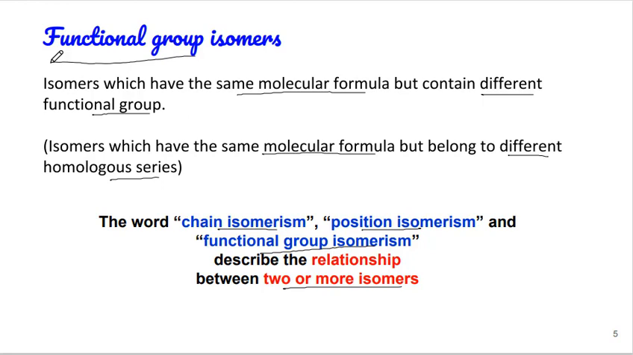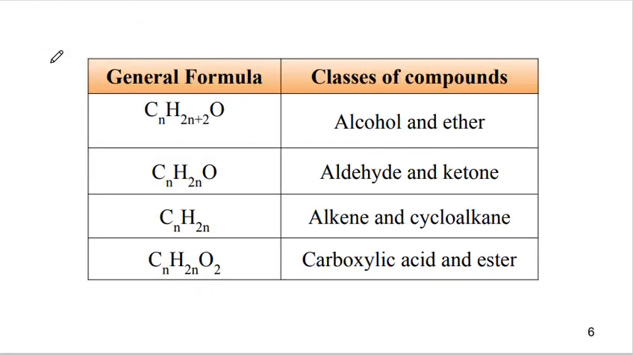So for you to be able to understand or answer this type of question involving functional group isomer, it is useful for you to know the general formula, and which functional group or class of compound has that general formula. For example, you must know alcohol and ether have the general formula CnH2nO.